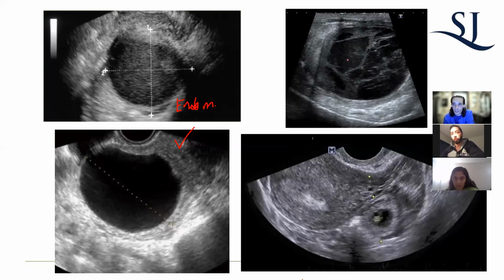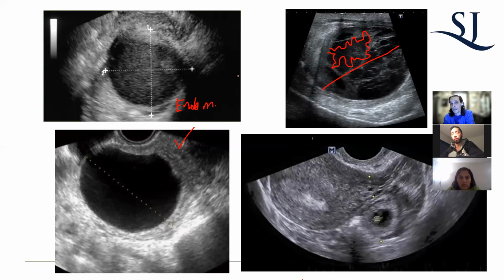Cysts that are cancerous don't really look like this. What they'll do is they'll have a septation like that. If they have a papillary projection that looks kind of like this, it'll be called a papillary excrescence. That's a really bad sign for carcinoma, for cancers.